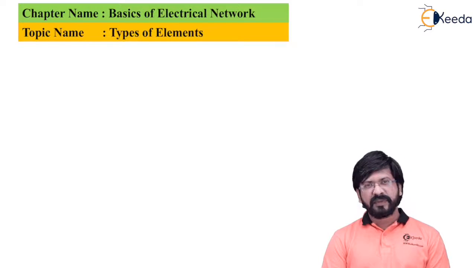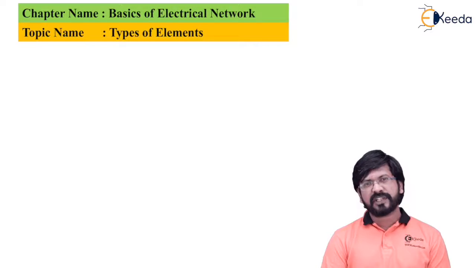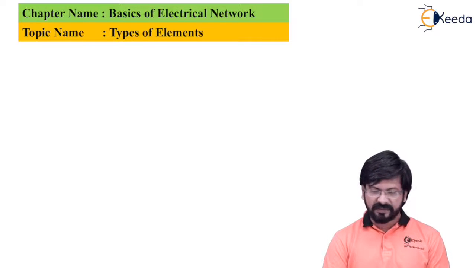What is exactly meant by VI characteristics? VI characteristic means if you apply some voltage across the component, you have to see in what way the current is flowing through it. Meaning that you have to see the relationship between the voltage and the current which is passing through the element. And depending upon that, you will categorize them in these types which I am listing now.